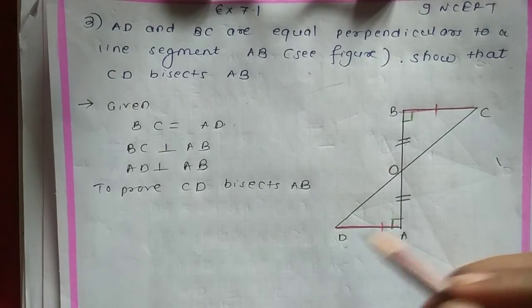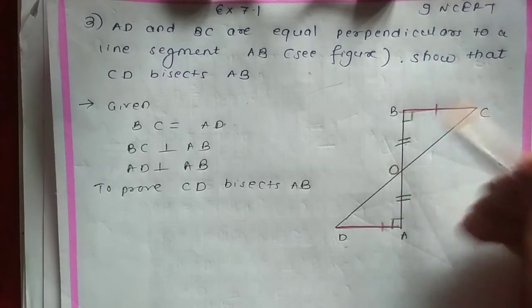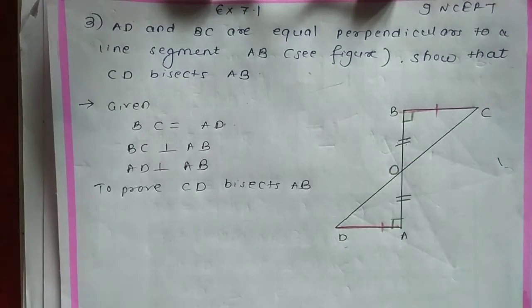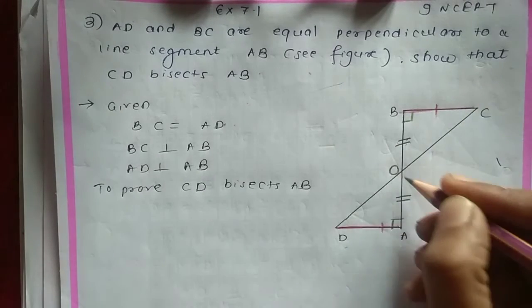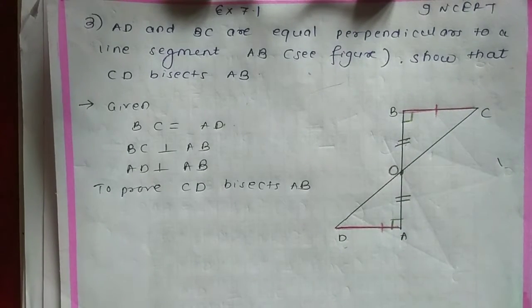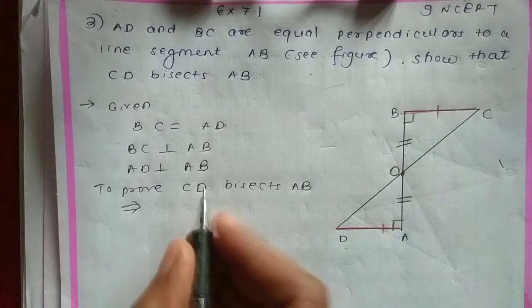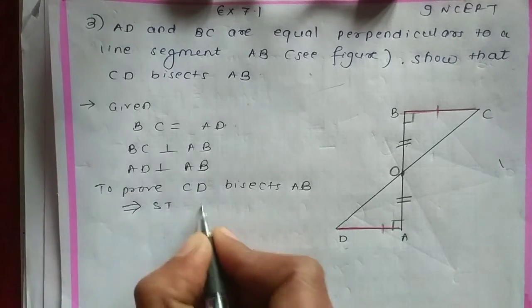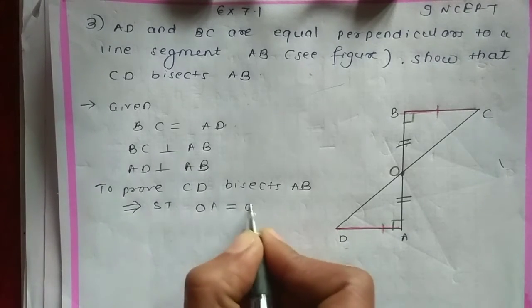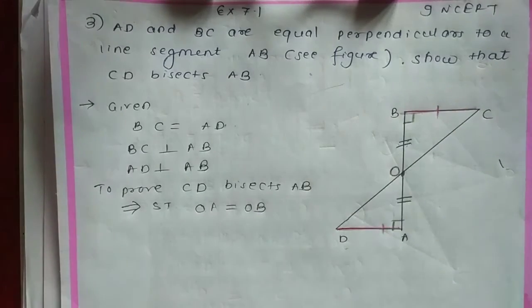So CD is bisecting the line segment AB. It means what? OA and OB, where O is the point of intersection. That we have to show. This implies that CD bisects AB means we have to show that OA equals OB. Then only we can say that CD bisects the line segment AB.